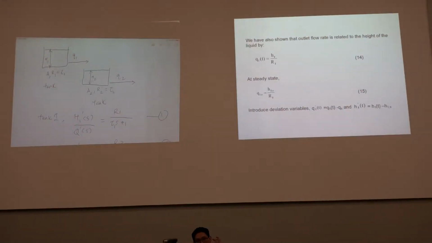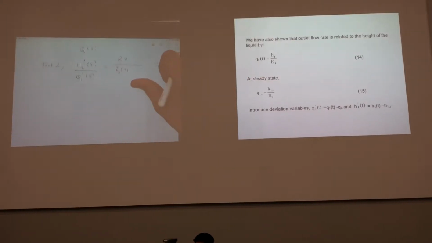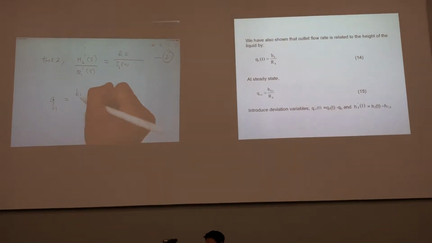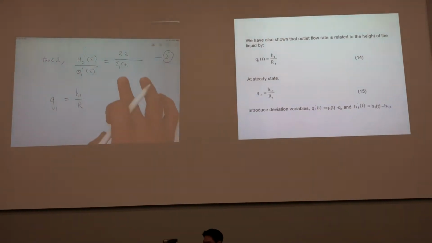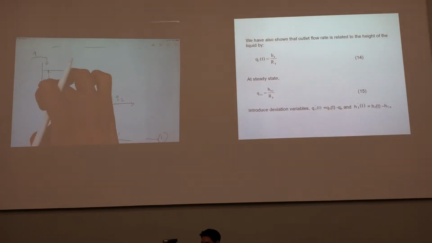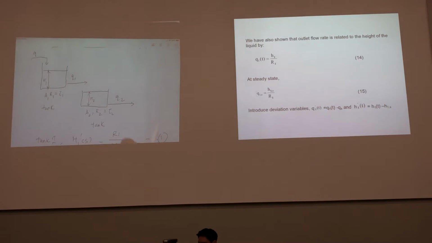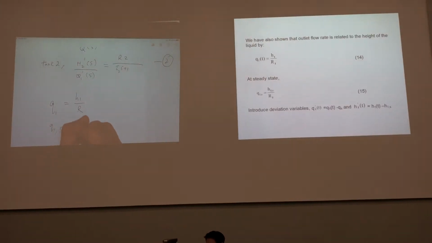I actually can eliminate the Q1 by introducing this outflow. Okay? We also know that the outflow rate is related to the height. So Q1, remember, is equal to H1 divided by R. At steady state, my Q1 steady state is equal to H1 steady state divided by R1, right?